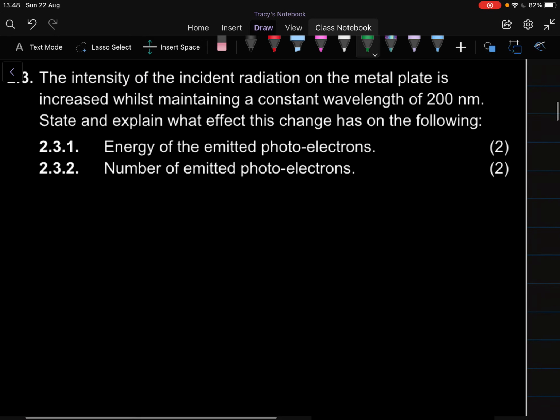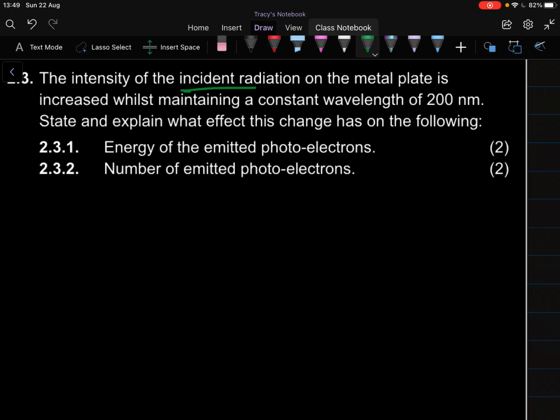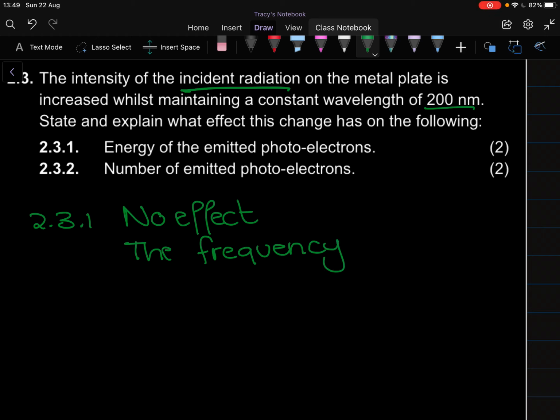Okay. The intensity of the incident radiation on the metal plate is increased, in other words, it's made brighter, whilst maintaining a constant wavelength. State and explain what effect this change has on the following. First of all, the energy of the emitted electrons. No effect. Okay? It has no effect whatsoever. Why? Because the frequency didn't change. Energy is affected by frequency. Okay?